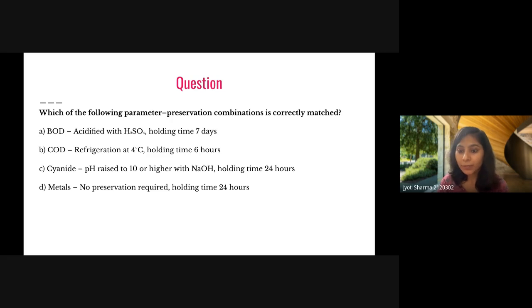So Pradeep gave me answer C. Mithur gave me answer C. Okay. Yes.